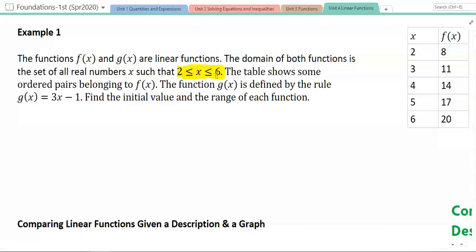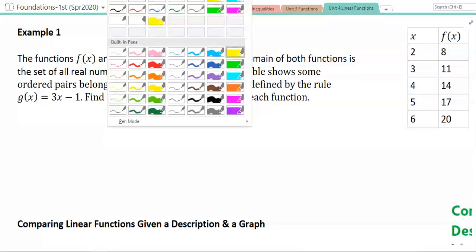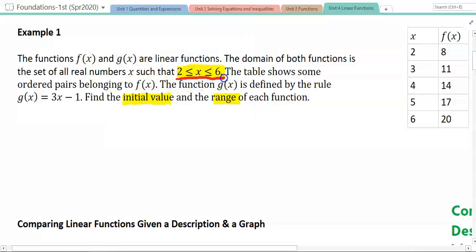The table shows some ordered pairs belonging to f of x, and the function g of x is defined by this rule here. g of x is equal to 3x minus 1. And so what it's asking us to find is the initial value and the range of each function, because we're already told the domain. We're told that the domain of both functions was 2 less than or equal to x, less than or equal to 6.